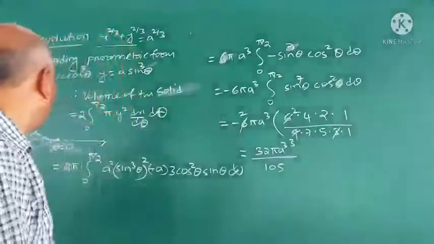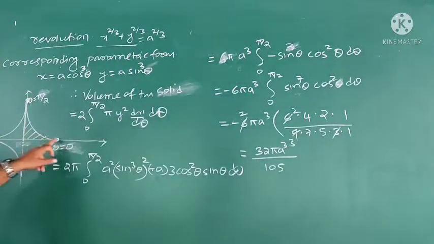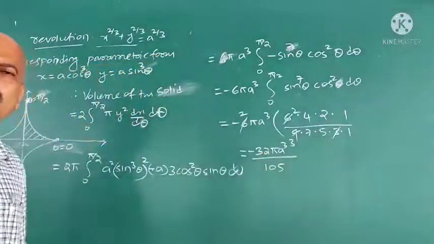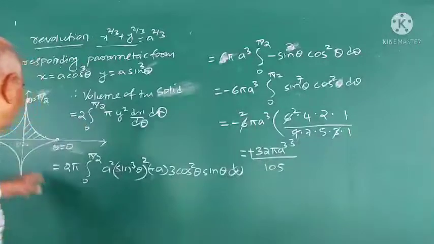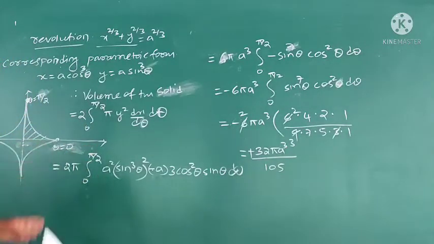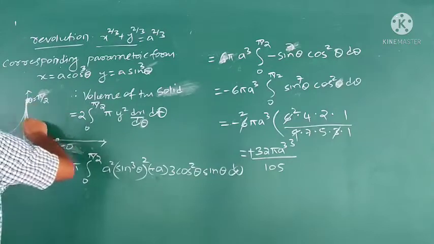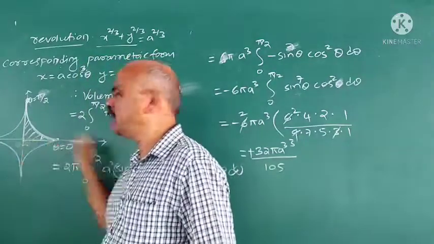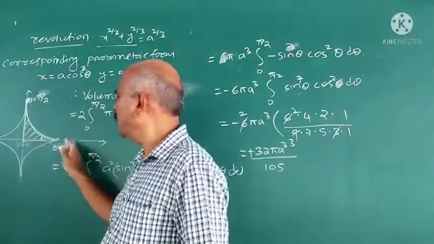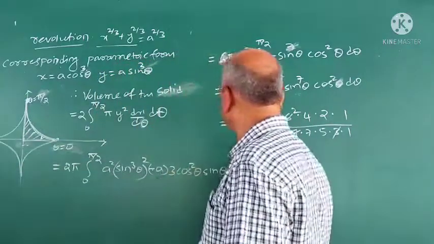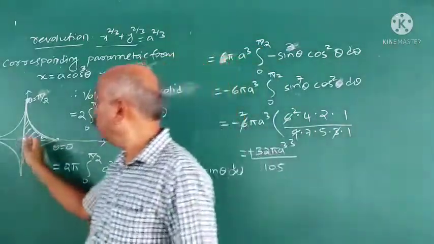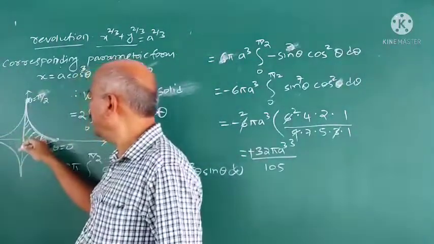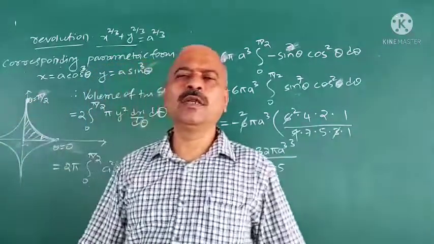See what happened here? I have taken 0 to pi by 2, therefore I have obtained a minus sign here. But volume is always positive, so plus sign. Or otherwise you take pi by 2 to 0 here, because for this curve, pi by 2 to 0 is the limit, in this direction, positive x-axis. If you take 0 to pi by 2, then it becomes negative. Or what you have to do is revolution about y-axis. You consider revolution about y-axis, then you can take 0 to pi by 2.